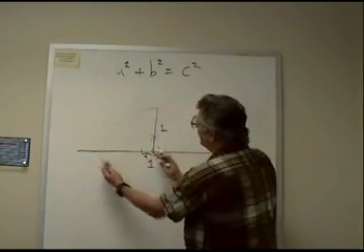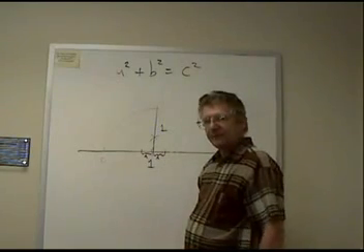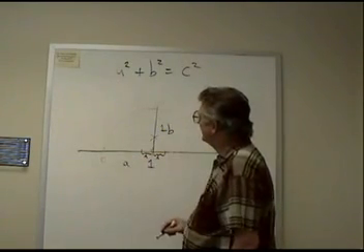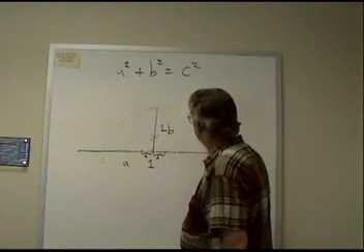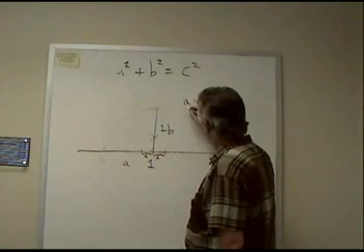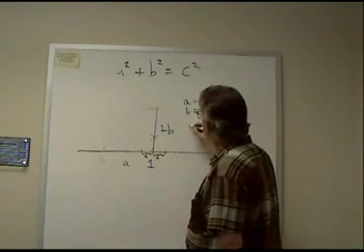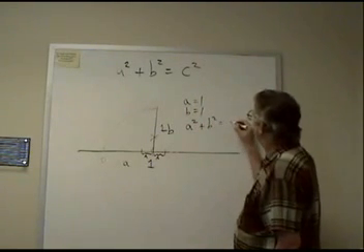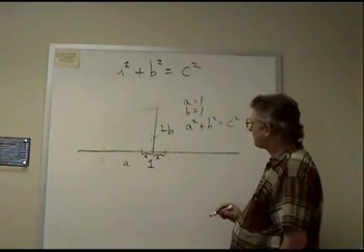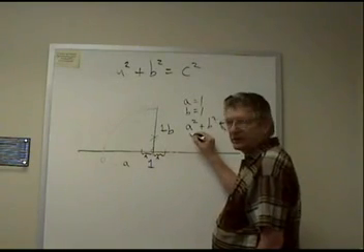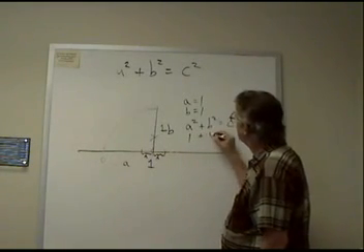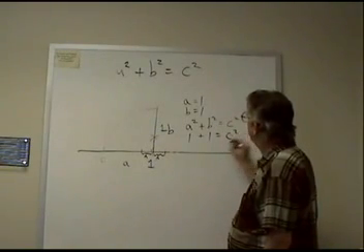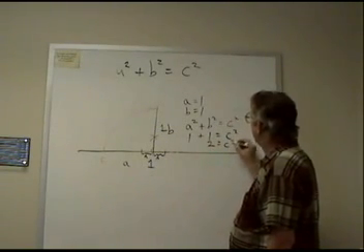So you've got 1 unit here, and you've got 1 unit here. Now this is A, and this is B. Okay? So A equals 1, B equals 1. So A squared plus B squared equals C squared. Okay, so this is 1 squared is 1, plus 1 squared is 1 equals C squared. So 2 is equal to C squared.